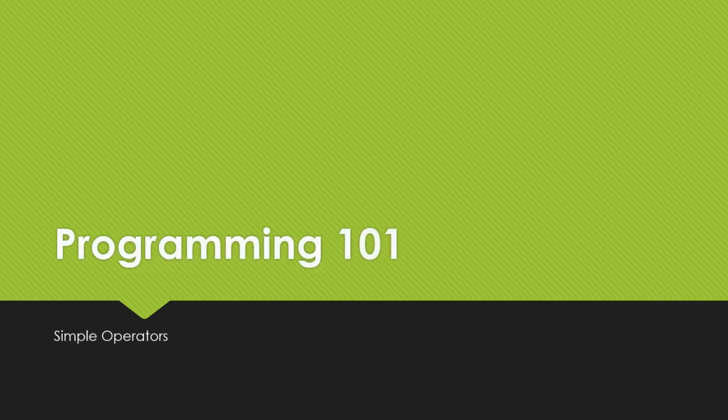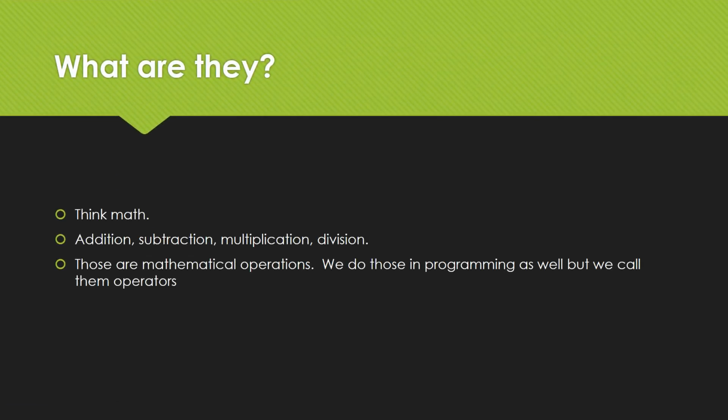So continuing the Programming 101 series, this time we're going to talk about simple operators. If you think back to math, you have a whole bunch of mathematical operations. We've got addition, subtraction, multiplication, and division. We have those in programming as well, but we call them operators. And this is what I mean.